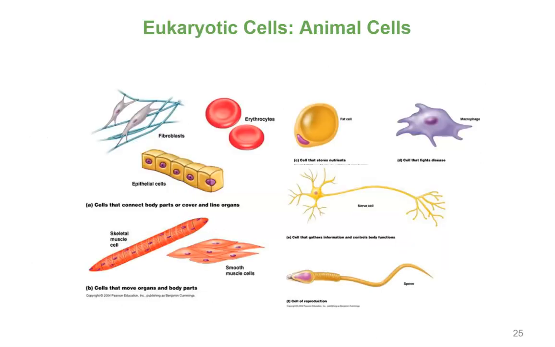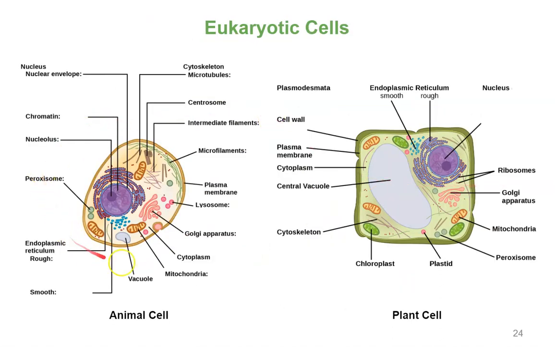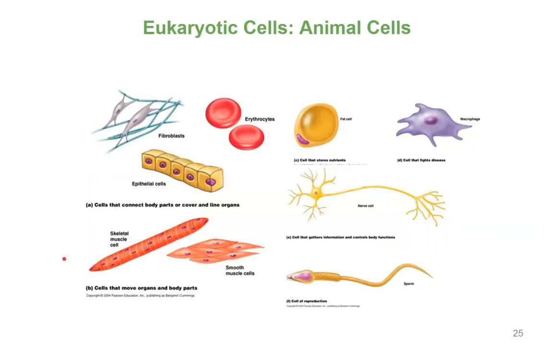Okay. So eukaryotic cells. If we talk about just animal cells here for a second, I just want to point out that not all animal cells are like this one here. This is the typical animal cell that we will see in the textbook and throughout the PowerPoint, but just keep in mind that not all animal cells look like that.